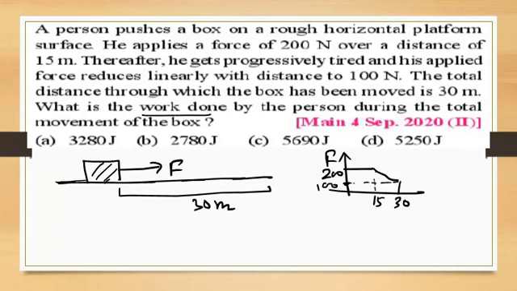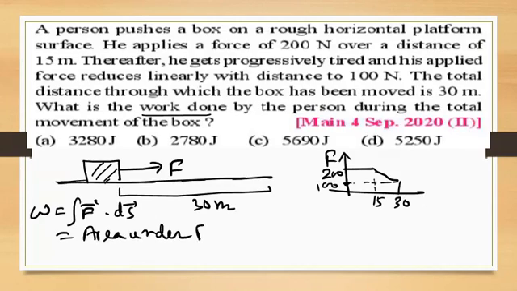We know that total work done is equal to what? Work done is just integration of F dot ds only, and which is nothing but area under the F-s graph. So here we can calculate the area. Okay, this one is a rectangle, and this part is a trapezium.